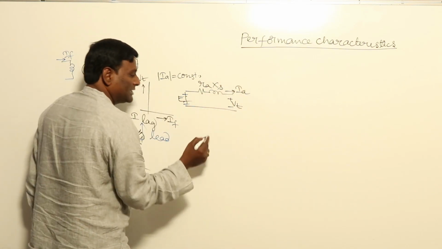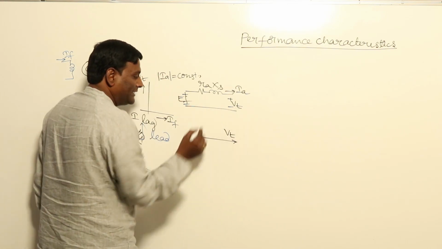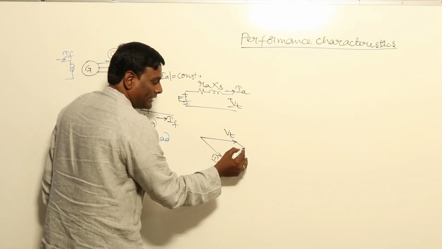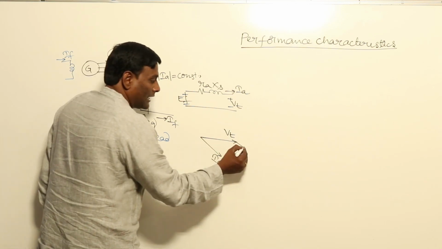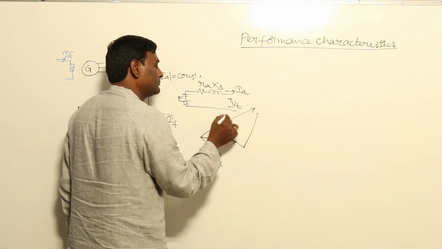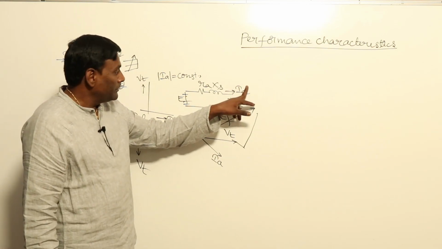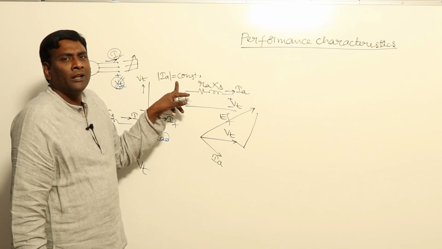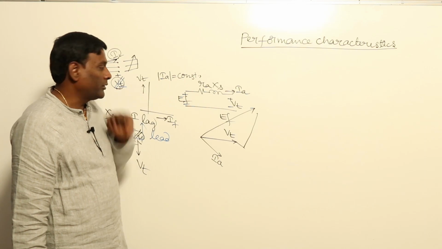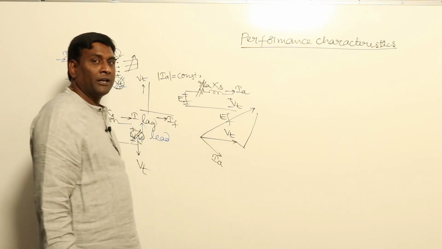With respect to Vt, if I draw the phasor diagram, Vt is at an angle of 0. If Ia lags behind, then Ia Ra is in line with Ia, and Ia Xs is such that this is going to be Ef. So if my alternator is operating at lagging, Ef should be more compared to Vt, in order to maintain Vt.